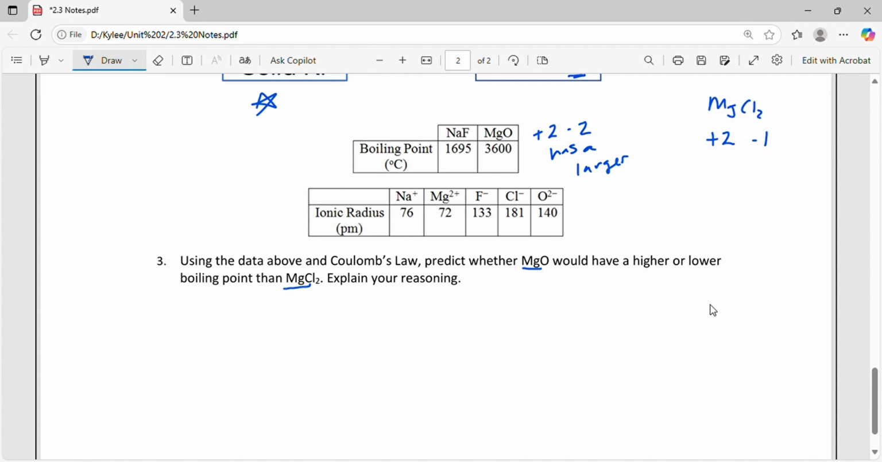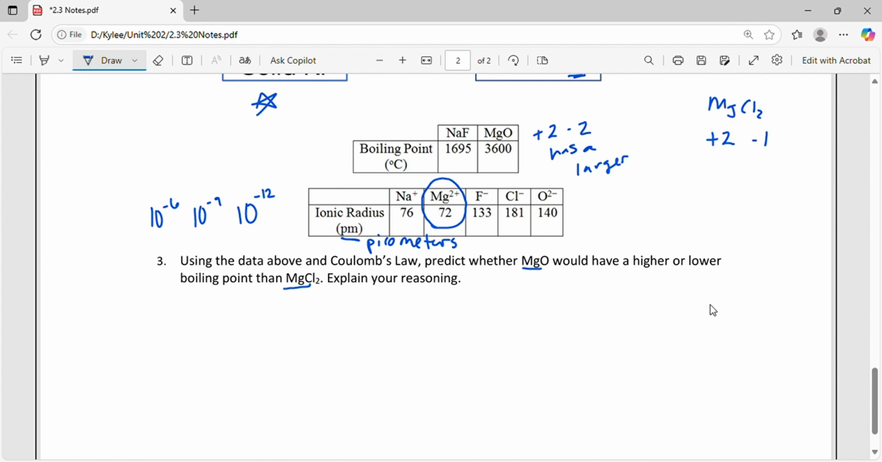The other thing that we want to take into account is the radius. So when I look at MgO, Mg is the common thread. It has an ionic radius of 72 pm, and pm stands for picometers. It's a very, very small prefix for meters. I think it's smaller than nano. So micro is 10 to the -6, nano is 10 to the -9. I think pico is 10 to the -12.